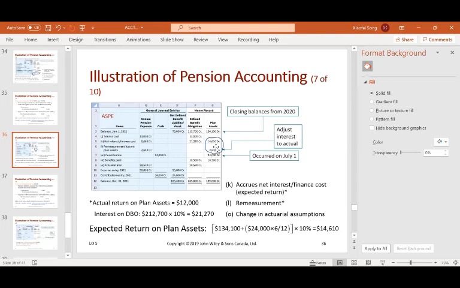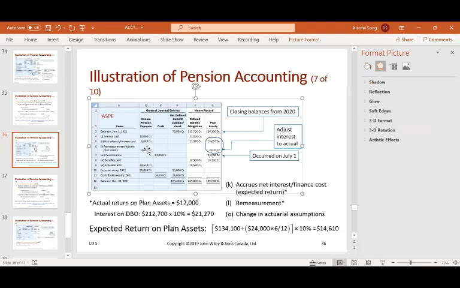And so this difference between the actual and the expected return is called the remeasurement loss, or sometimes it can be a gain. This time it is a loss. And under ASPE, there's no other comprehensive income, so this remeasurement loss goes to pension expense anyway. The contribution, same as before: debit plan assets, credit cash. And the benefit paid: debit defined benefit obligation, credit plan assets. And then we have actuarial loss.